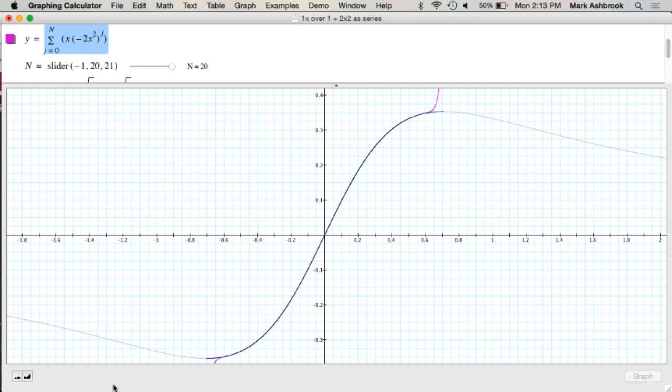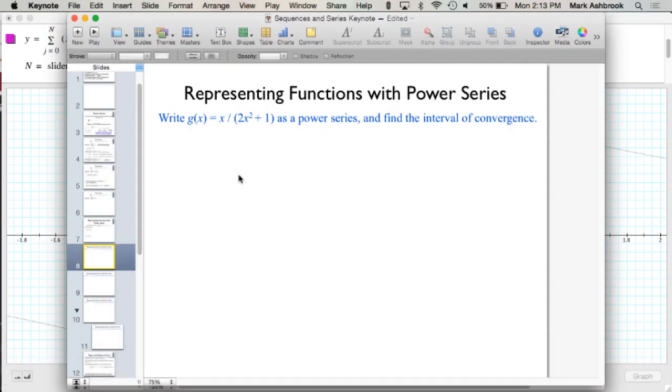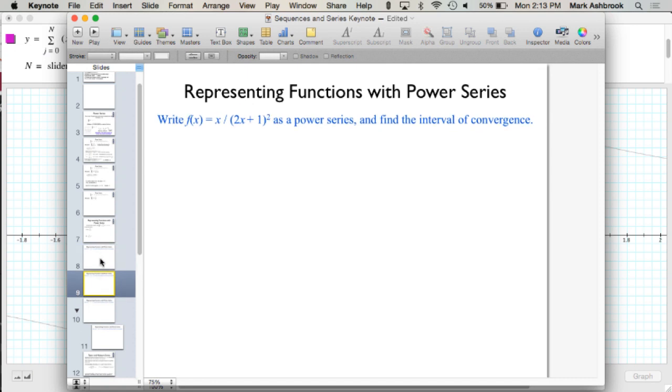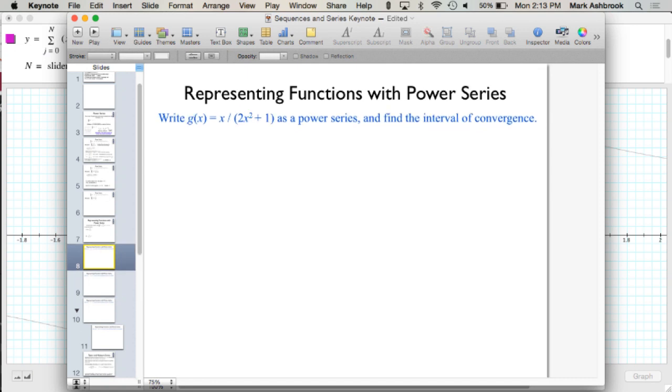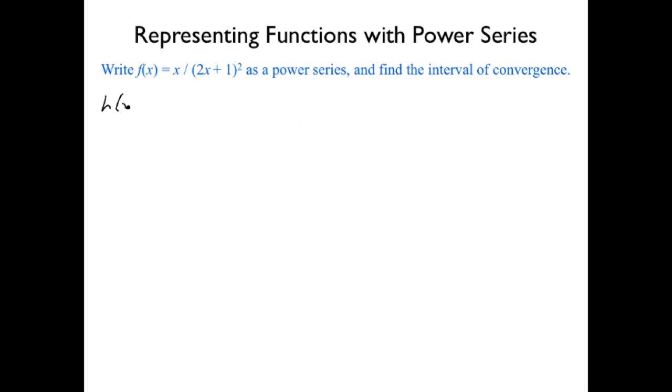Okay, so let's do another example. So we did this one, that's the one we just did. So what about this? Now we're going to actually have to find 1 over 1 plus 2x. But that's super easy, right? Because this is just like a over 1 minus r, so we can just write it down.